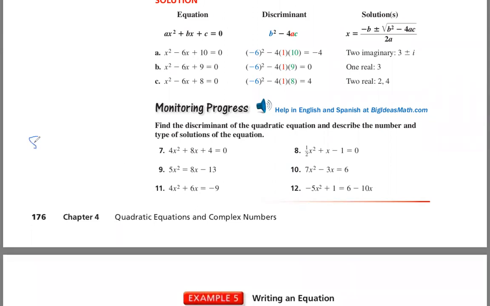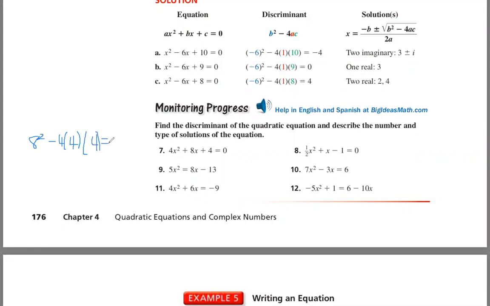So I know it's going to be 8 squared minus 4. Now again, the a this time is a 4. A lot of times it's 1, but this time it's a 4. And then my c is also a 4.